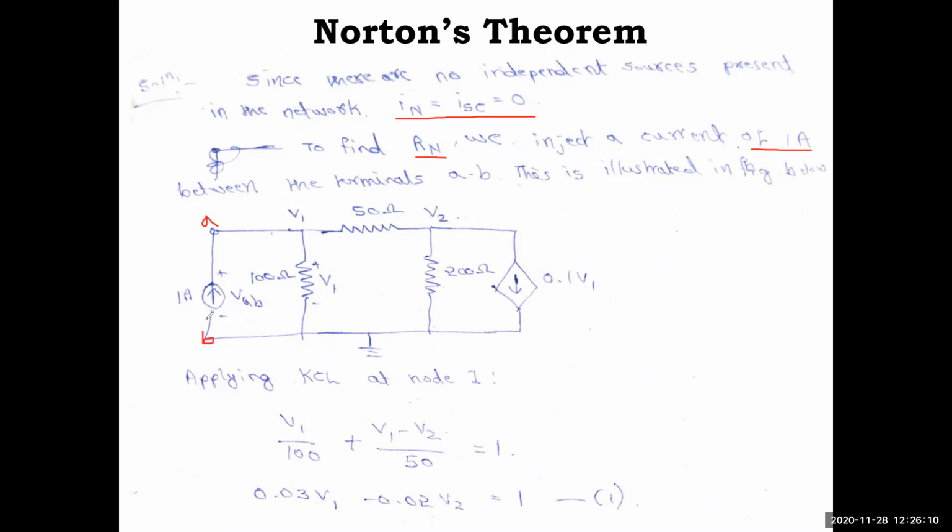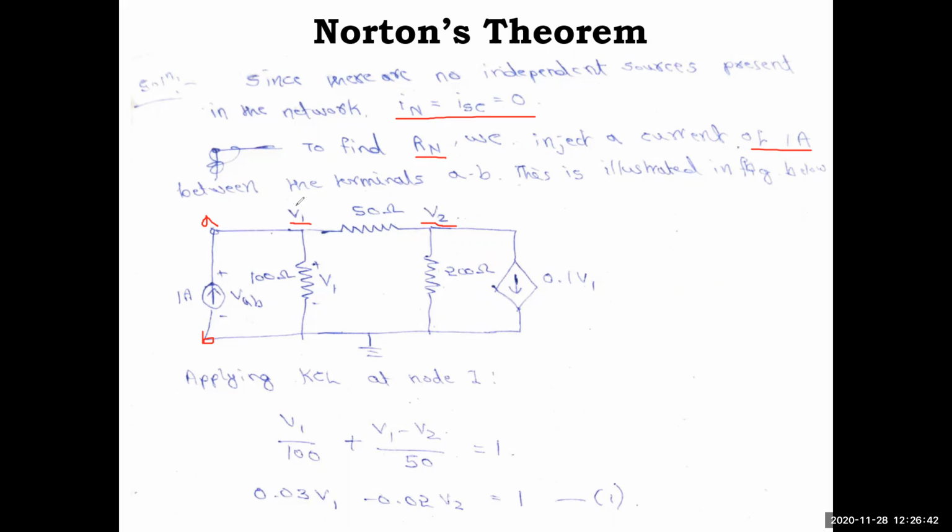I have connected a 1 amp current source in the upward direction, and the voltage across it is called VAB, which is equivalent to V1. For applying node analysis, I call this V1 and this V2, and I'm applying KCL here. I'm not interested in the V2 voltage, but I'm interested in V1, which is equivalent to VAB. To solve the equations we require both of them, that's why I have taken V2.